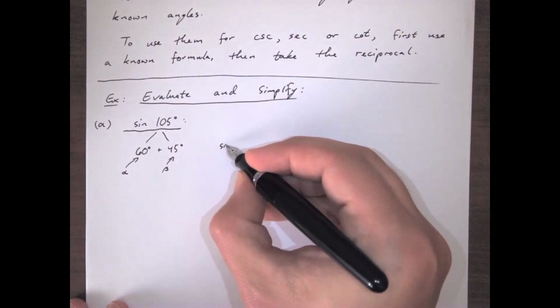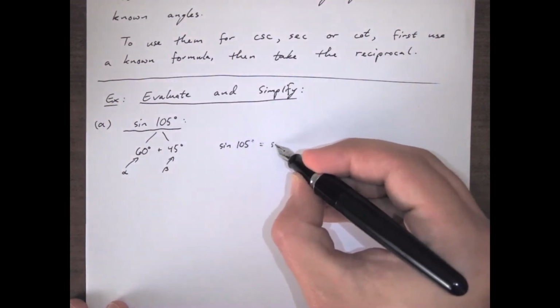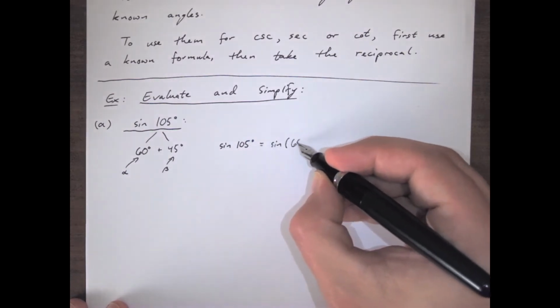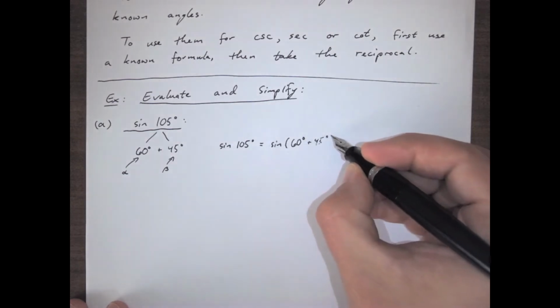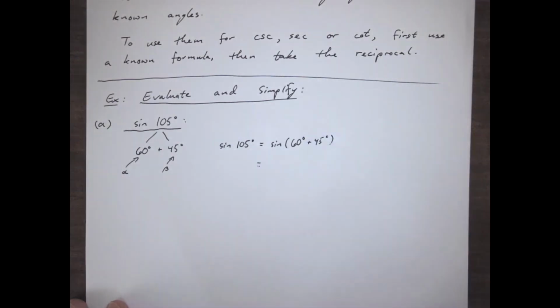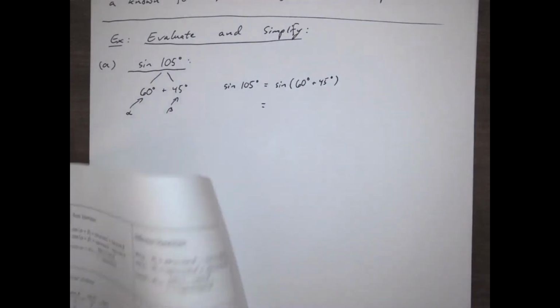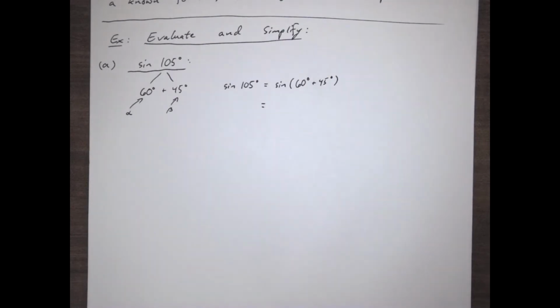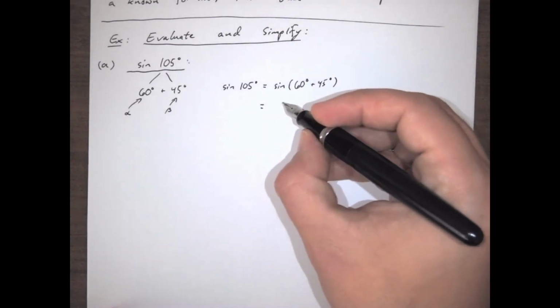So then what that means is sine of 105 degrees is the same as sine of 60 degrees plus 45 degrees. And so what we see here is clearly an addition. And so you look at the sum identity, and you see it's sine cosine plus cosine sine. And that, by the way, is how I would remember these. I would remember that the sine sum formula is sine cosine plus cosine sine.